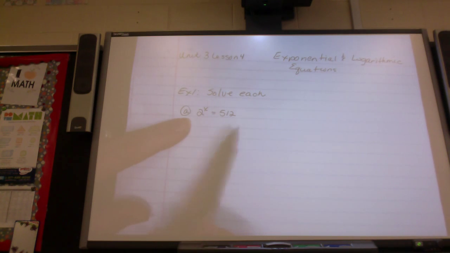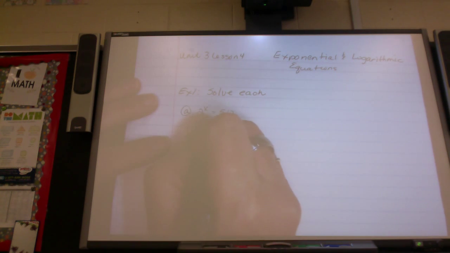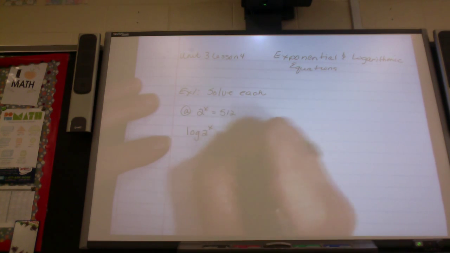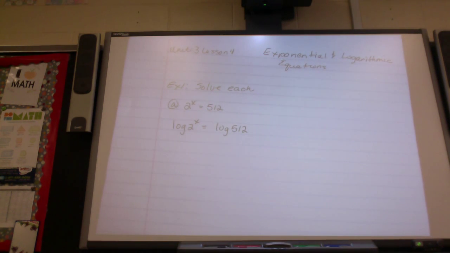This is an exponential equation. And what we can do is we can either take the natural log or the log of both sides of the equation. So let's say I'm going to do the log of 2 to the x equals the log of 512. And now, using those properties from last week, Thursday, what can we do to simplify that so we can solve for x?